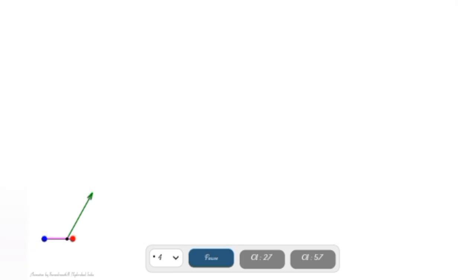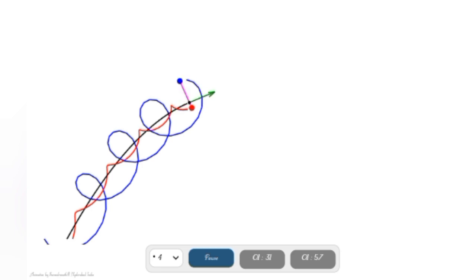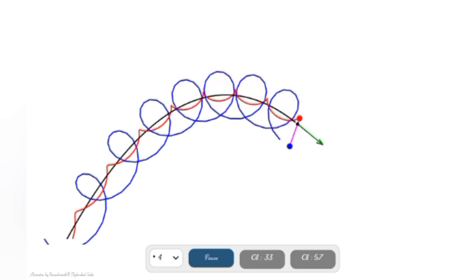In this case, one of the masses is heavier than the other. You can observe the parabolic path of the point closer to the heavier mass.